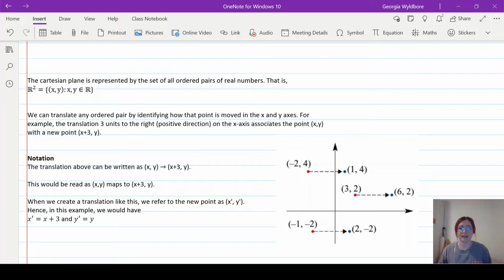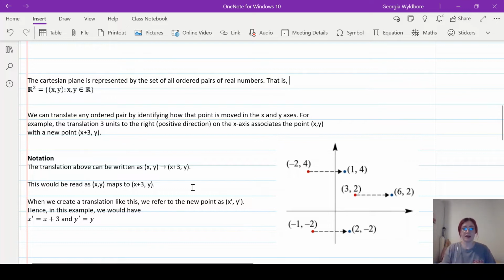We can make a translation of any ordered pair by identifying how we move that point in our x and y axes. So if we wanted to say 3 units to the right, that'd be 3 units in the positive direction of our x-axis. That's going to associate the point (x, y) with a new point, so the point we're translating to, of (x + 3, y), which is what this particular graph here is showing us. So each one of these points has been moved 3 units to the right on our x-axis, and the y has stayed the same because we're not translating the y in this case.